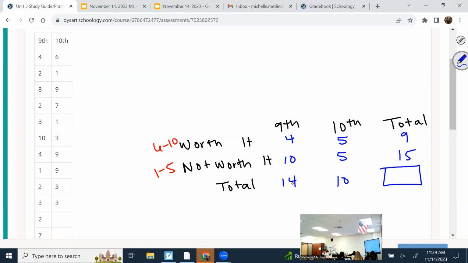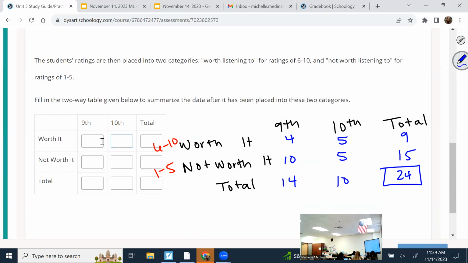But 14 plus 10 is 24. 9 plus 15 is also 24. So it looks like it all checks out. The rows should add to the row total, the column should add to the column total. And then you're just filling it in here.